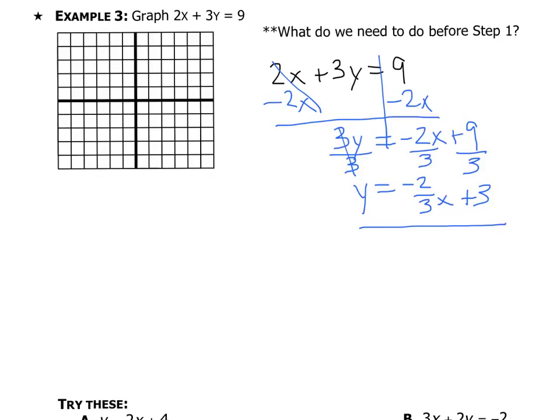So first things first, I need to identify the slope. Okay, m is negative 2 over 3, and then my y-intercept is positive 3. We always again start with our y-intercept. Okay, that means where on the y-axis is it going to cross? Well, we got 3, so it's going to cross at 3.